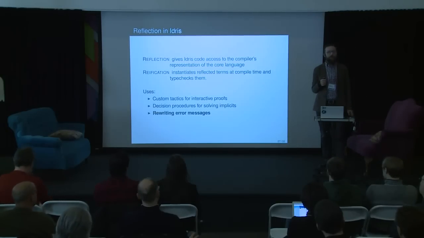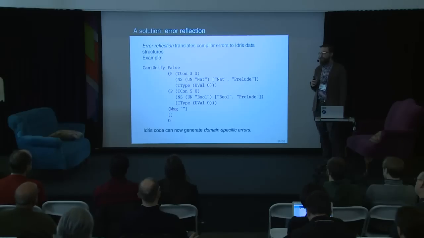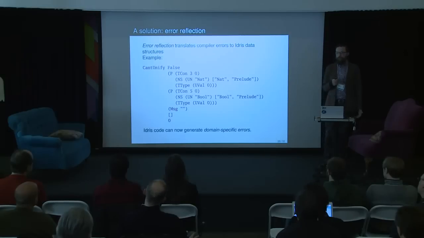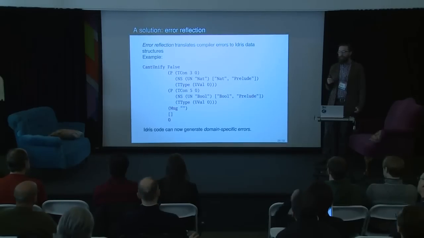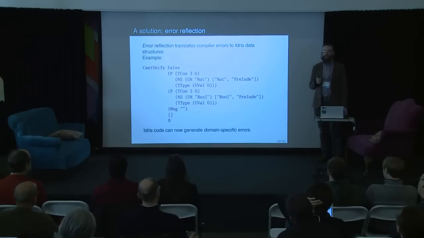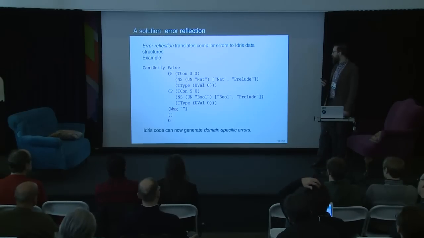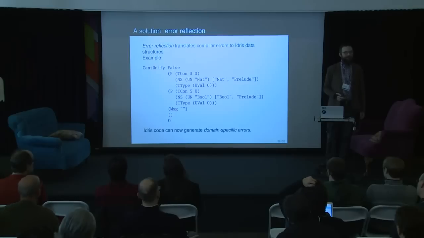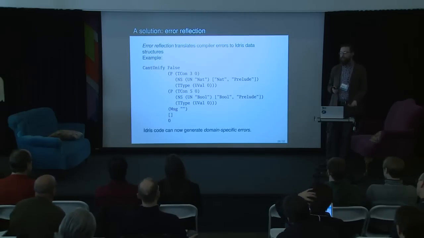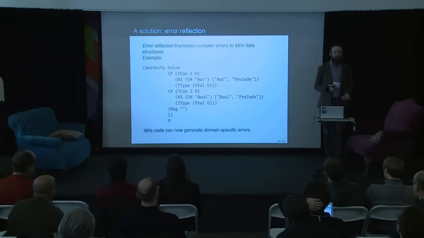Error reflection is a small extension to the built-in reflection mechanism, which takes compiler error messages and lifts them up to an Idris data type. Here's an example of an error message that happens when you try to use a bool where the compiler is expecting a nat. This is a pretty big, ugly data type. It'll get better. But what it's saying is that it can't unify the type constructor of nat with the type constructor of bool. So we have our nat and we have our bool there. And then it's got some internal message stuff and some internal context things which aren't being used here. By pattern matching on these reflected error messages, Idris code can generate new error messages that are domain specific.